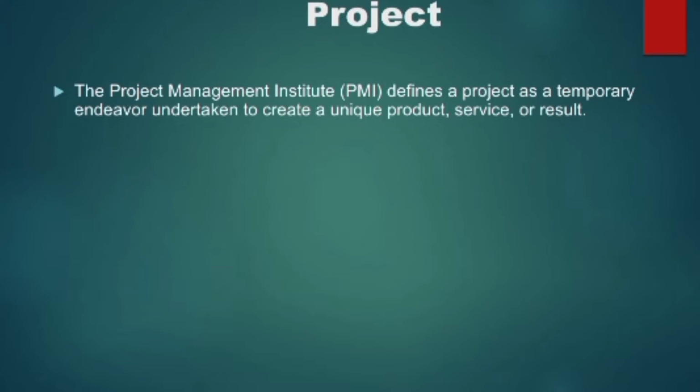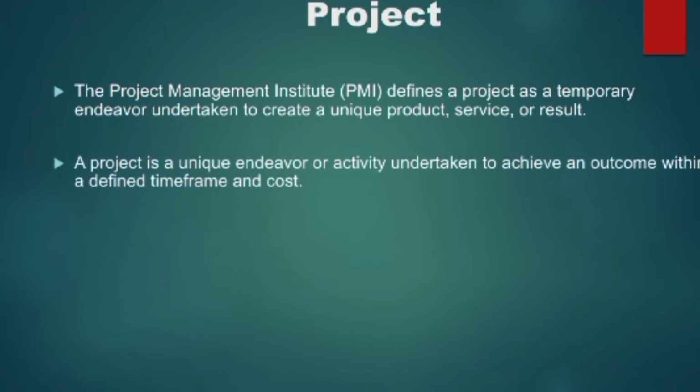What does it mean? What it means is that the outcome of every project is unique on its own. Although projects may be similar in nature, deliverables are unique. The deliverables means that the outcome of the project is unique in nature. So, in simple terms, a project is a unique endeavor or activity undertaken to achieve an outcome within a defined time period and cost. Before the project starts, you know the duration that it should last and also the cost that you must incur for that project.